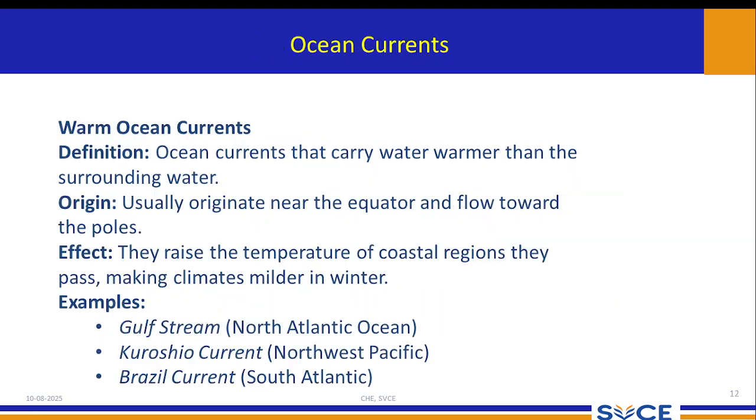Coming to ocean currents, we divide them into two parts: warm ocean currents and cold ocean currents. Warm ocean currents carry water warmer than the surrounding water. They usually originate near the equator and flow toward the poles. The effect is that they raise the temperature of coastal regions, making the climate milder in winter. Examples are the Gulf Stream, North Atlantic Drift, Kuroshio current in the Northwest Pacific, and the Brazil current.